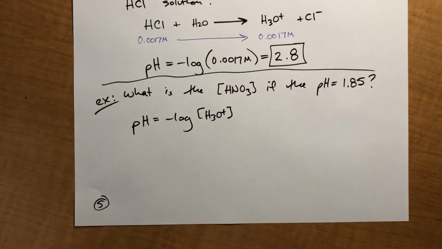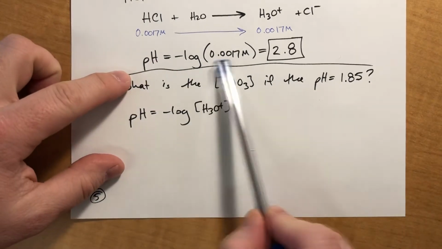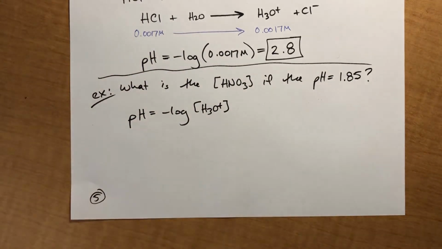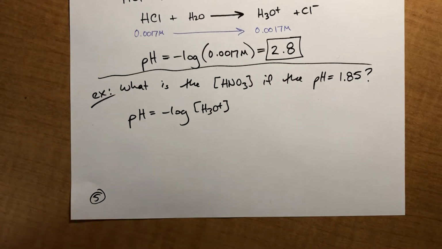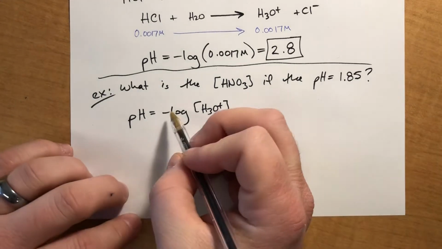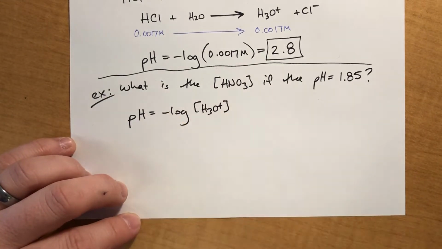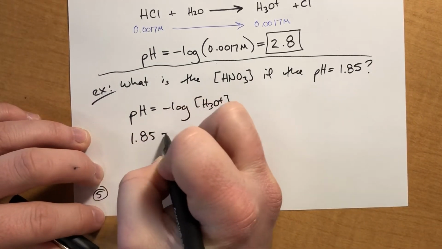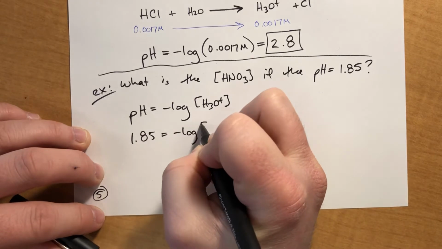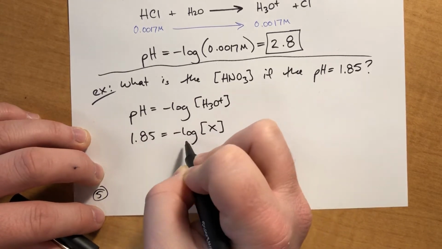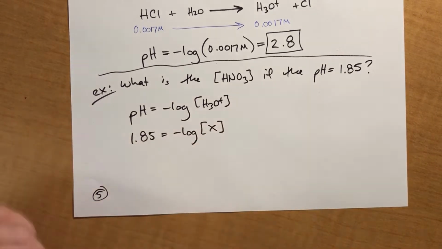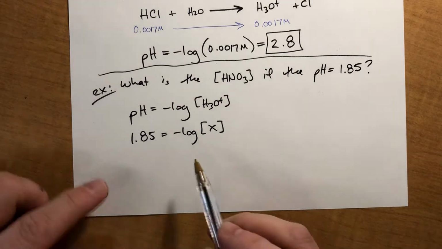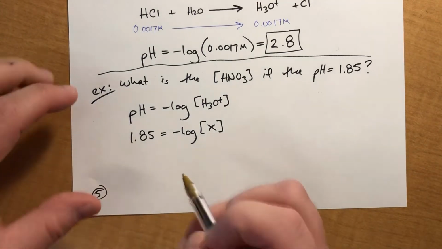Okay, now the math's going to get a little difficult because we have to get rid of that logarithm. Before, we just plugged it in the calculator. Now we got to get rid of it. In terms of what order do you attack things, we've got to get rid of the negative first. Actually, let's plug in the number. So this is 1.85 equals the negative log of the concentration, basically the thing we're solving for. I'm just going to make it x to make my life easier. Okay, first thing we're going to do is multiply both sides by -1 to get rid of this negative.